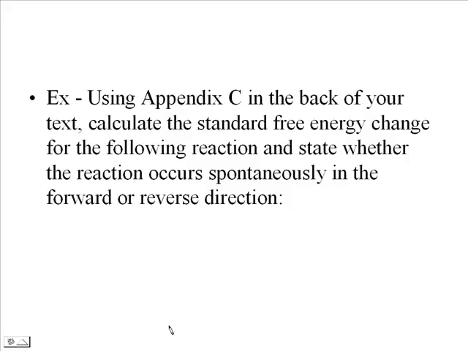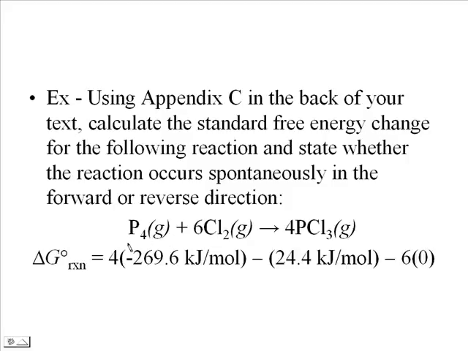So what we can do is look up Appendix C. This will certainly be given to us on the AP exam. We've got this equation here where we would look up the values for each of these. When we look them up, we find that the standard free energy for PCl3 is negative 269.6. And there's 4 of them, so we multiply that by 4. Chlorine is in its elemental state, so it is 0. P4 is not the elemental state for phosphorus, so therefore it does have a value of 24.4.